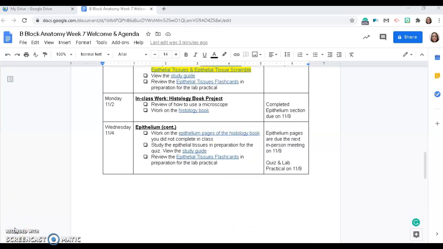I'll talk more about the histology book in class, but just for your planning, on Wednesday the 4th, so next week, you need to finish all the pages of the epithelial tissues in the histology book and have them ready to bring to you in class for our next class meeting.